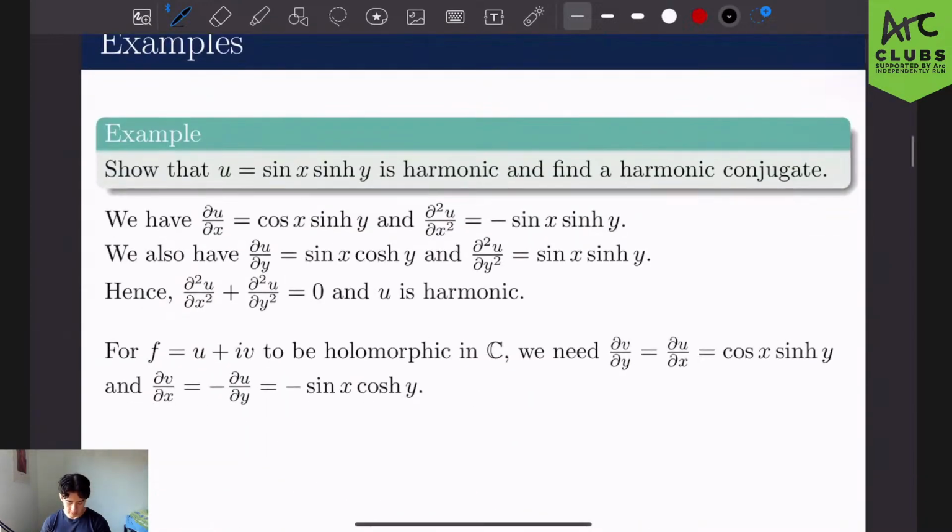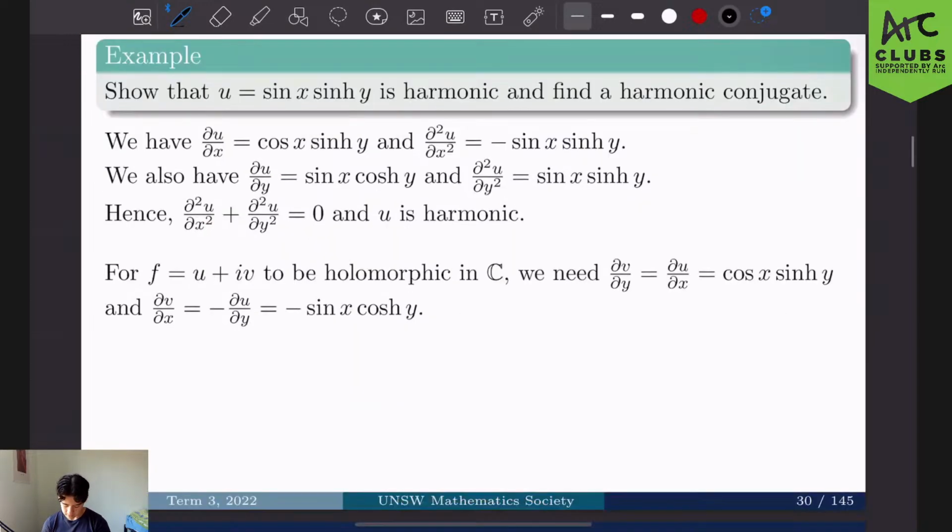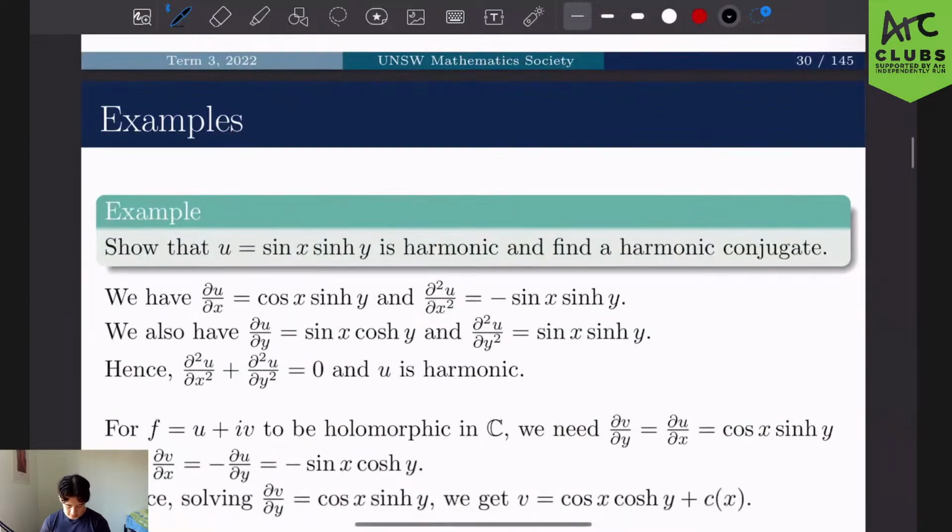Next we have to find a v such that it is holomorphic. Remember, to be holomorphic it has to be differentiable. So in order to be differentiable, it has to satisfy the Cauchy-Riemann equations from before. We already know the partial of u with respect to x, we calculated it up here, and we know that the partial of v, the function we're looking for, with respect to y is also equal to this, and similarly this. So we just need to find a v such that we satisfy these Cauchy-Riemann equations.